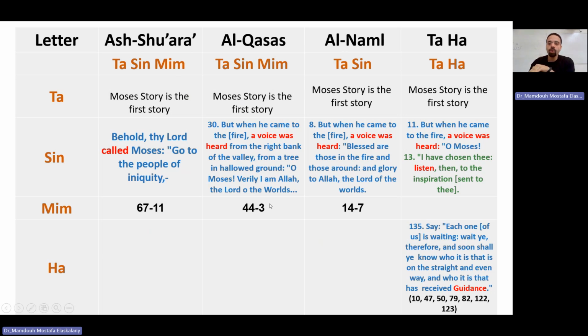all of them, the four, start with the story of Moses. This is the first story. Maybe in others we will have different stories, like in Shu'ara we will have a story for Lut, we have Shu'aib, different prophets, different stories for different prophets. Al-Qasas is only for Moses. There is no story but Moses.